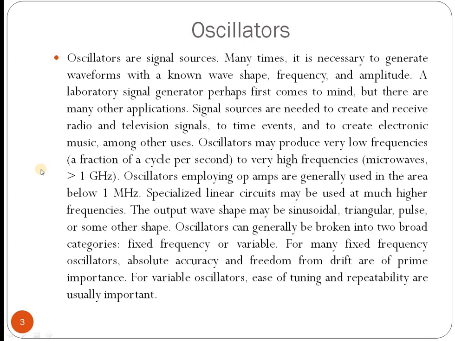For generation of signals, we can also remember that in the laboratory we have some signal generators. But sometimes for other applications we need to generate signal sources to create and receive radio and television signals, or to create electronic music and some other uses. For that reason, we can use an op-amp or some other linear device to produce very low frequencies to very high frequencies, and that may be more than 1 gigahertz. It is possible to generate that through oscillators.